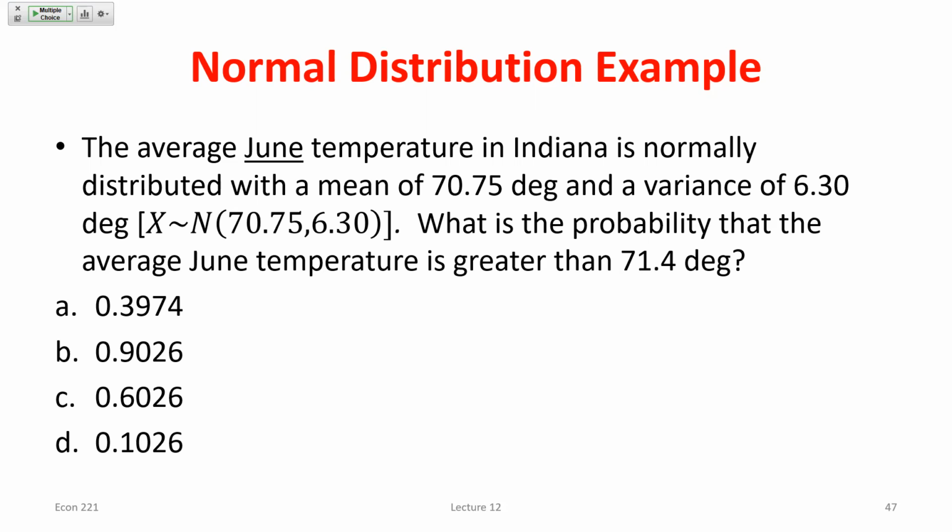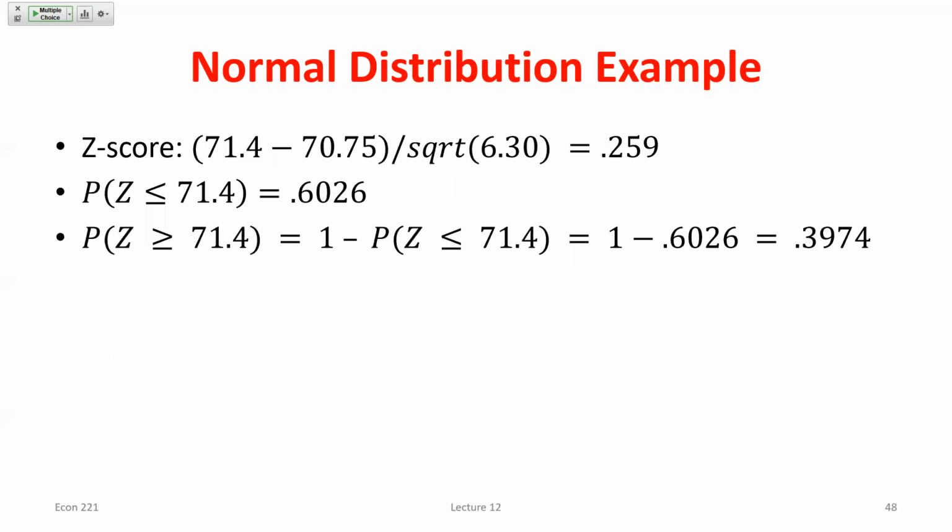Right? How do we do that? We take the value we're interested in, we subtract that mean of 70.75, and we divide by 6.3, right? Now, what do I need to divide by here? Yeah, so I need to divide by the standard deviation. I was given a variance, so I need to make sure I take the square root of that. So if I'm looking at this, I don't know the exact value, it looks like it's less than a standard deviation away. Sure enough, 0.259 would be our z-score.